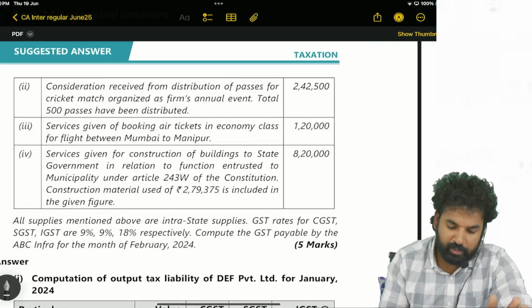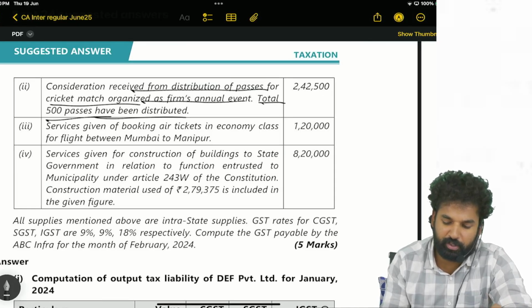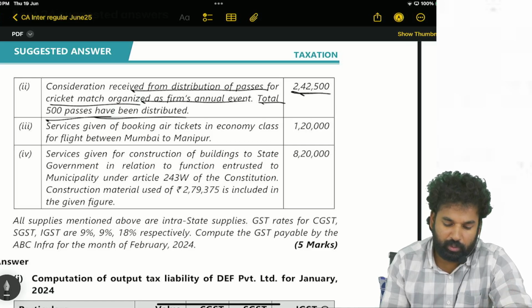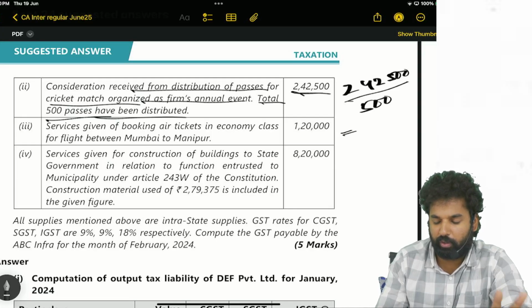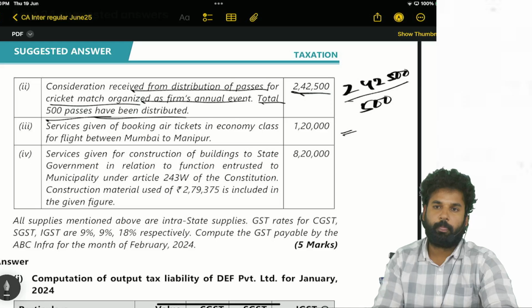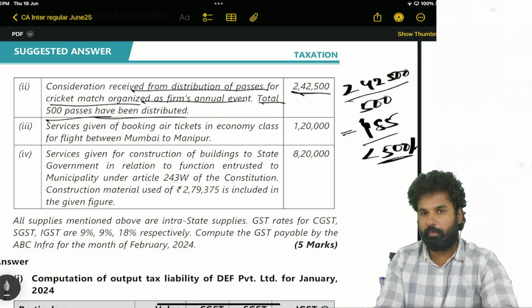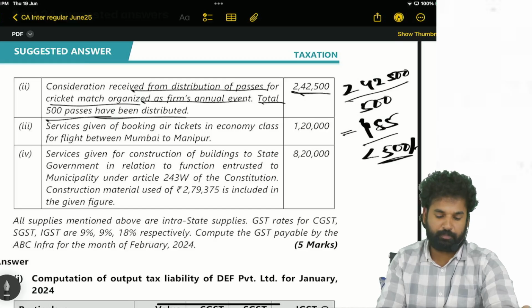Next, consideration received from distribution of passes for a cricket match organized as the firm's annual event. Total 500 passes have been distributed, and the total consideration received is 2,42,500. Divide 2,42,500 by 500; what is the value of each pass? 485 rupees, which is less than 500. If it is more than 500, then it is taxable; up to 500, it is exempt. Whenever it is by an unrecognized sports body conducting any event, less than 500 means it is exempted. So the value of the ticket is 485, and this is exempt.